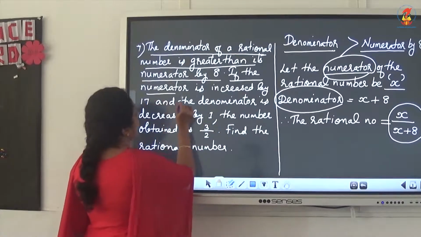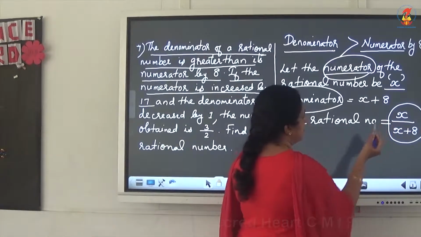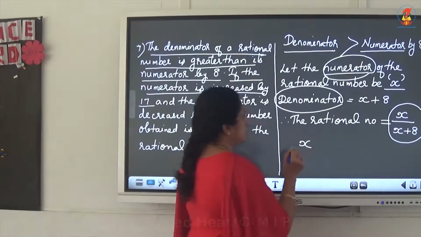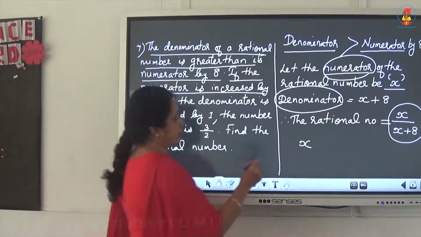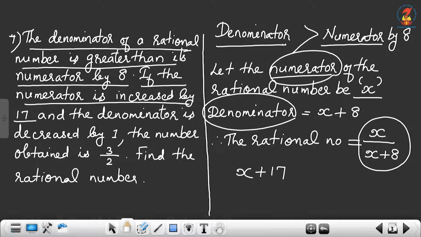If the numerator is increased by 17, so what is the numerator? The numerator is x. So, x is increased by 17. We want to increase the value of x, so it will be x plus 17. And the denominator is decreased by 1. What is the denominator given here? x plus 8, and this denominator is decreased by 1. That means x plus 8 minus 1. Then the number obtained is 3 by 2.